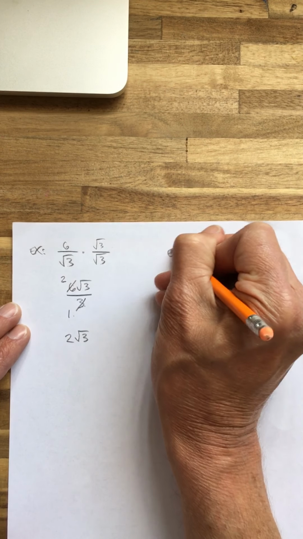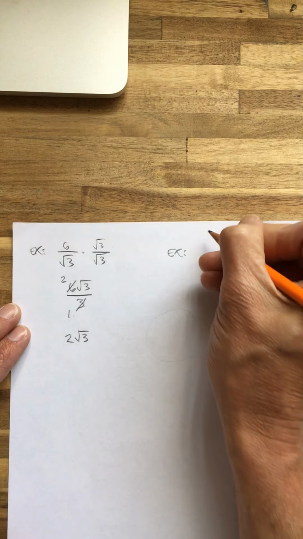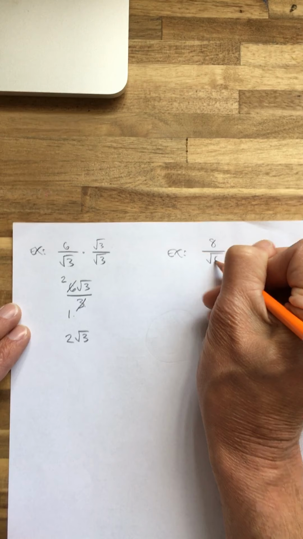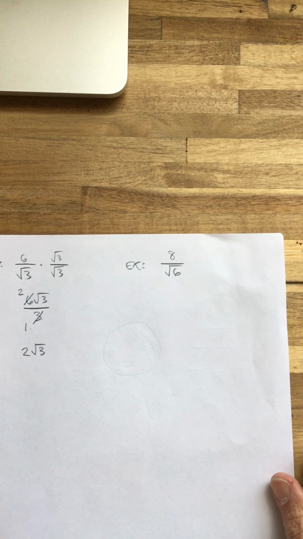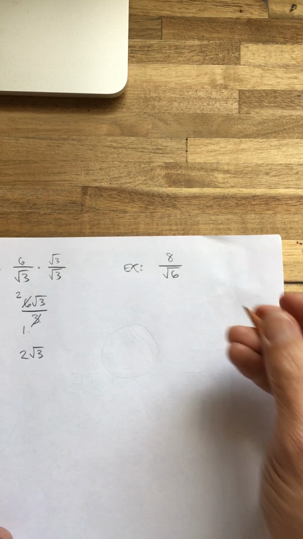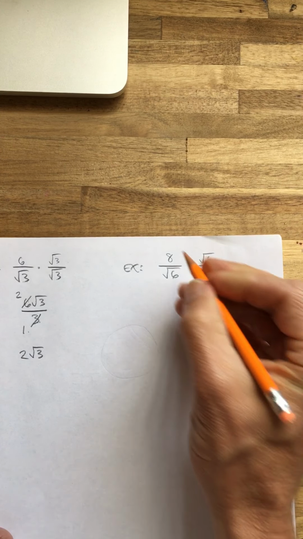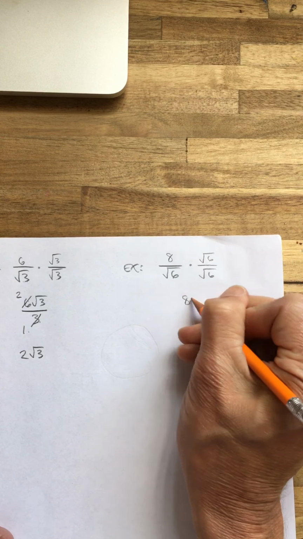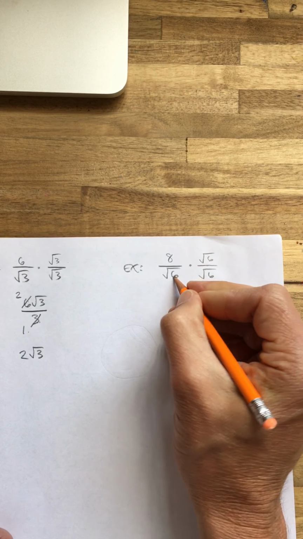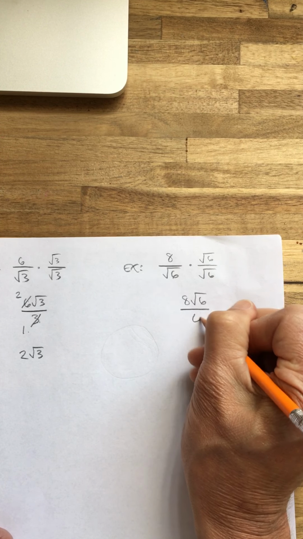Okay, here, you try one. All right, how about 8 divided by the square root of 6? All right, pause the video. All right, here we go. Multiply by square root of 6 over square root of 6. 8 square root of 6 divided by square root of 6 times square root of 6 is just 6.